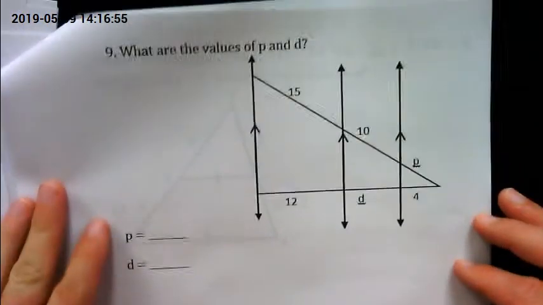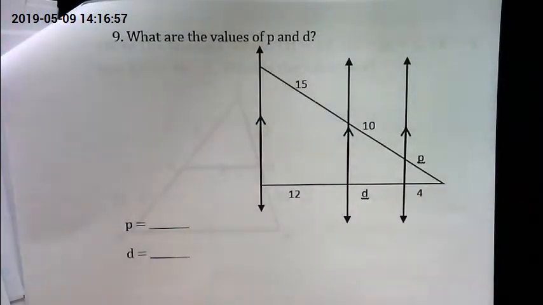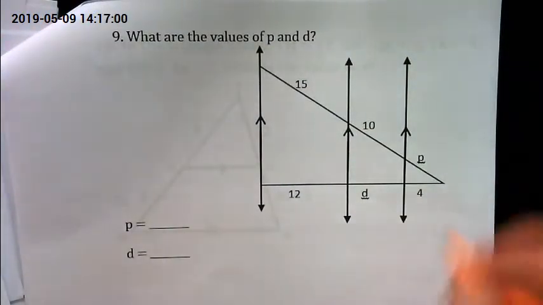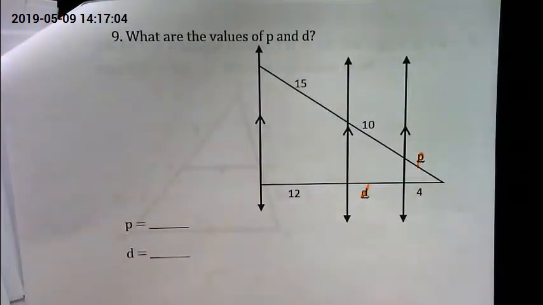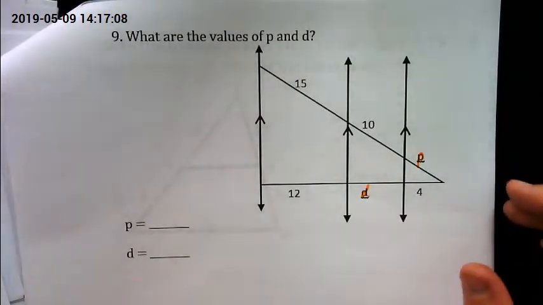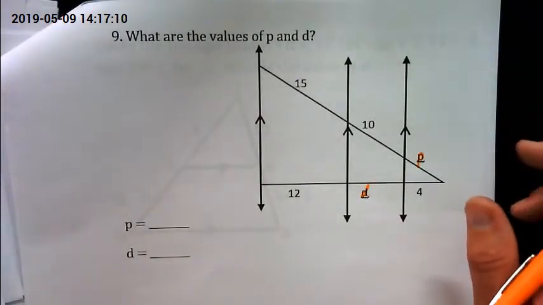More proportions. Had to solve for D and P. So this was P, and this was D. Oh, proportions. You got to cross multiply, right? You have to cross multiply.